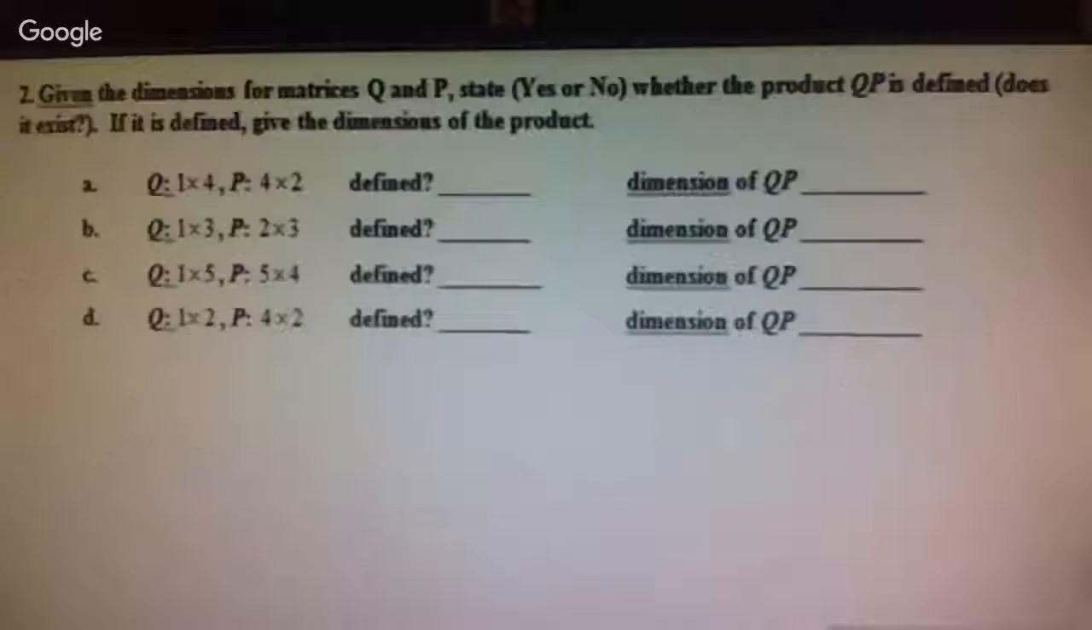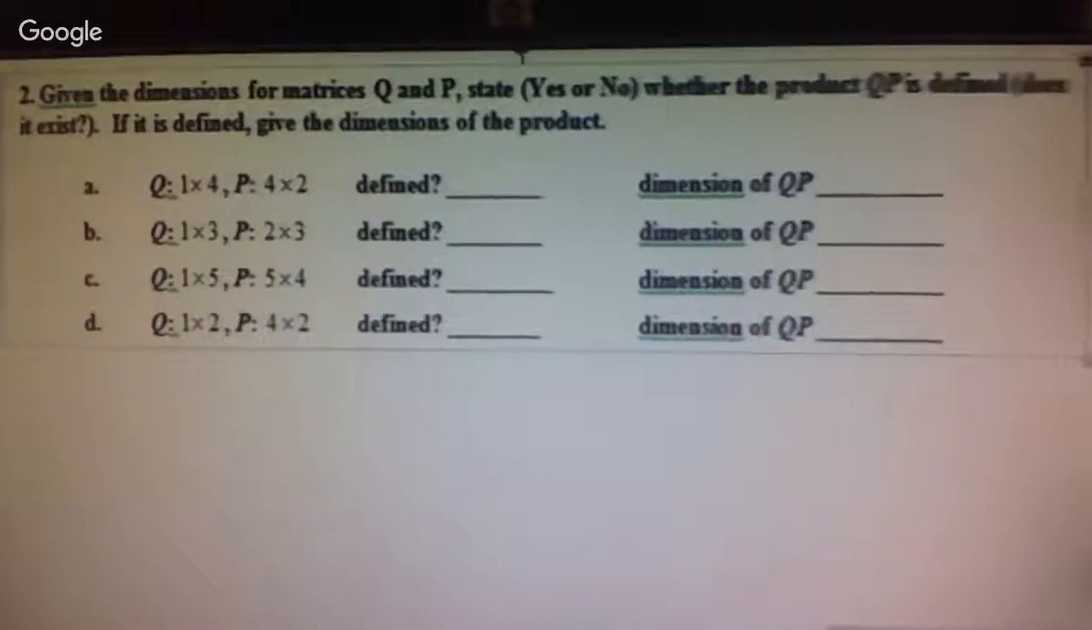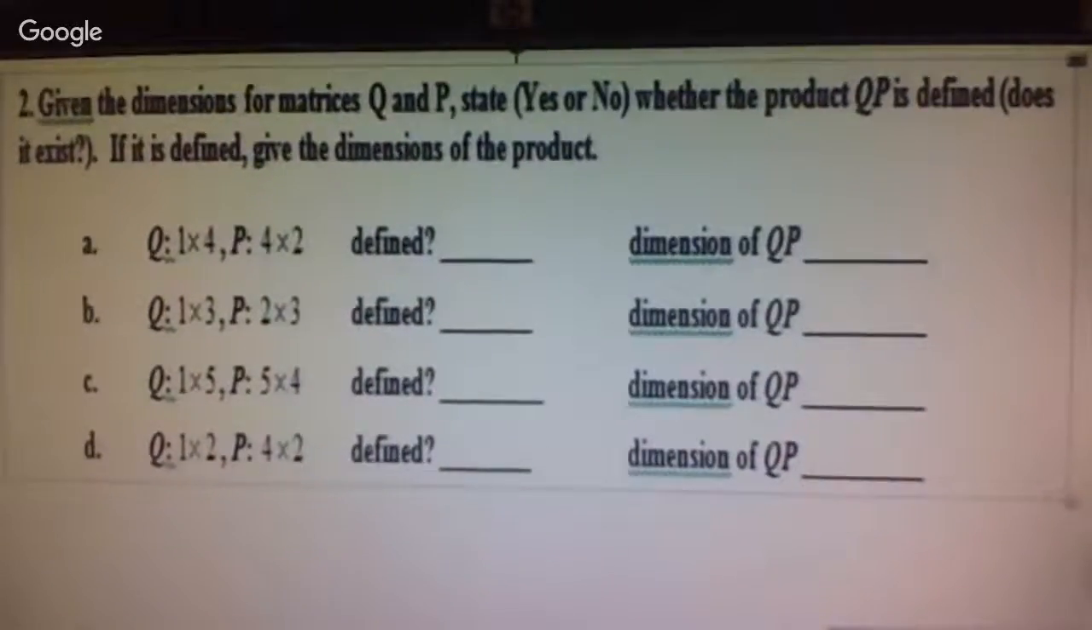All right. So what I want you guys to do right now, while I step out in the hallway for 1 second, if I give you these dimensions, tell me, can I multiply them? Yes or no? And if I can, what are the dimensions of my answer? I don't understand it. I'm confused.